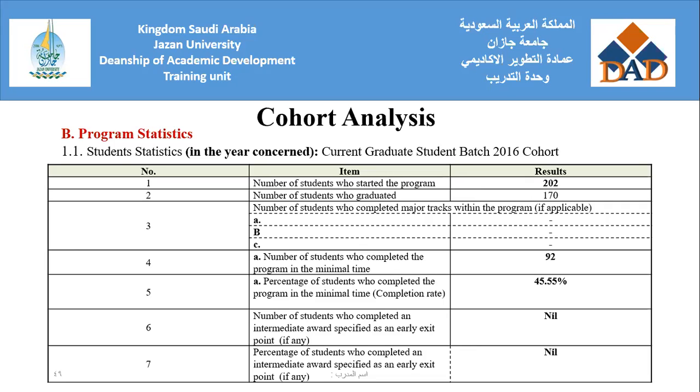In that, the total number of students who started the program in 2016, our cohort table represents as 202 students. And the number of students graduated is 170. And the number of students who completed the program in minimal time, 4 years, is 92, as the previous table represents. So the pass percentage is 45.55% for the 2016 batch.